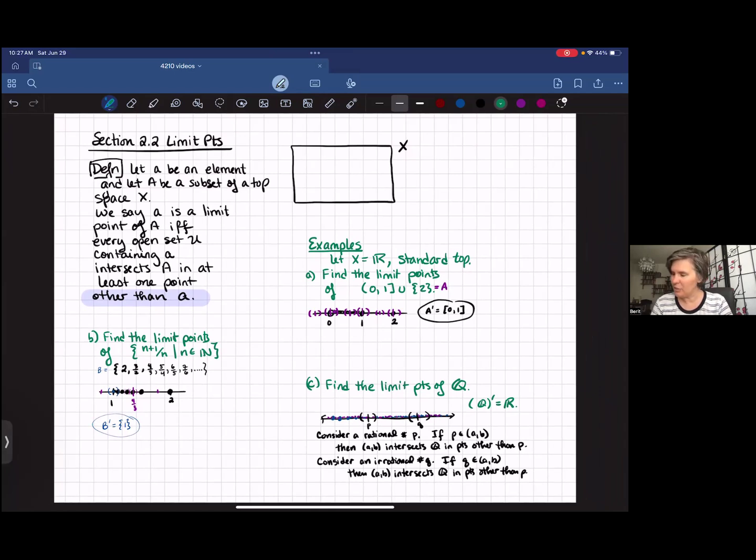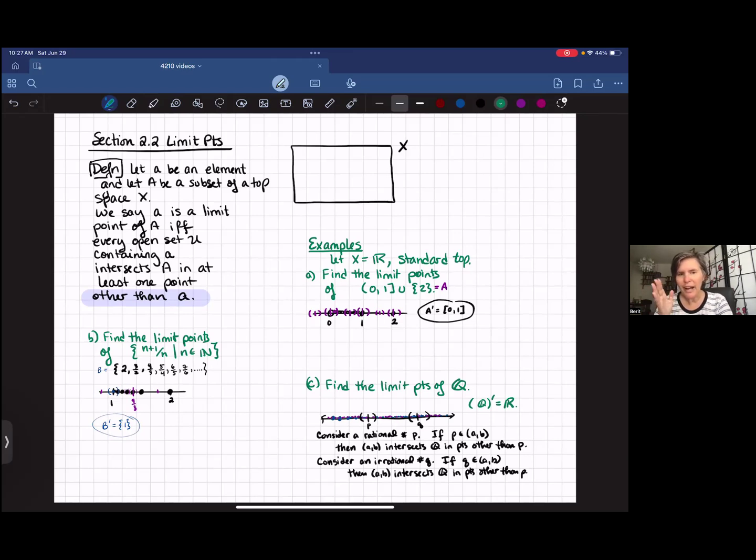So we saw that in the standard topology, first of all, from the first example, if you have a point that's isolated, like 2 is by itself and doesn't have other points around it, that kind of point will not be a limit point of your set. But when you have an interval, everything inside of the interval, along with the endpoints, will be limit points in the standard topology.